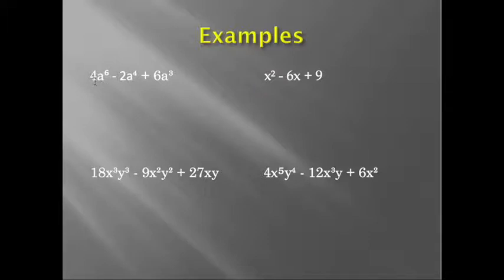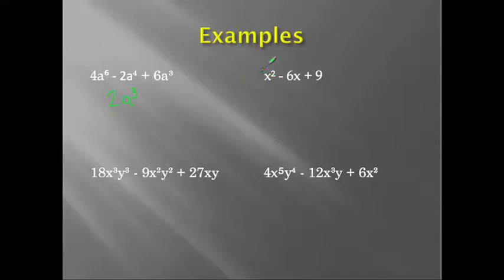Let's try some more examples. So let's look at our coefficients, 4, 2, and 6. The number that can go into 4, 2, and 6 is 2. All three have a's, and my smallest a is a to the third. So my GCF is 2a to the third.